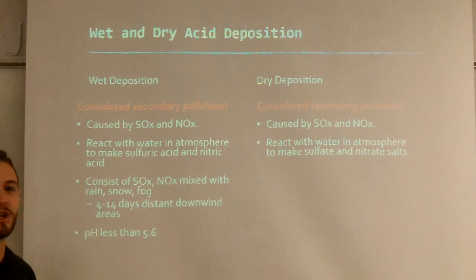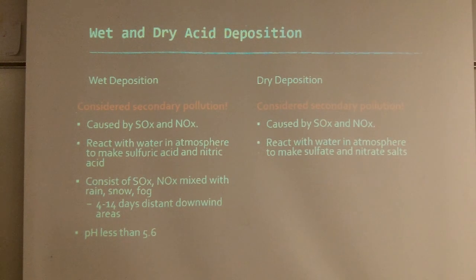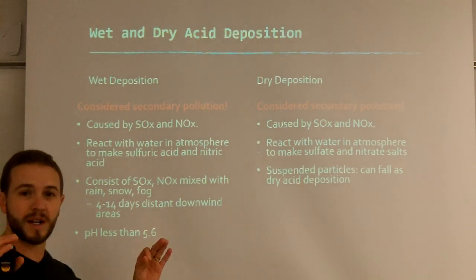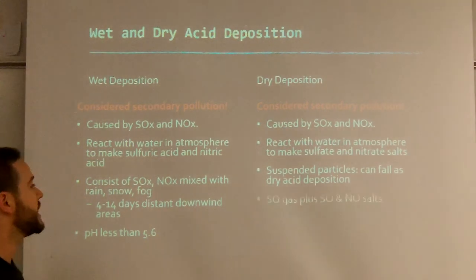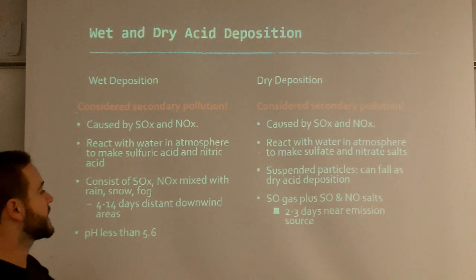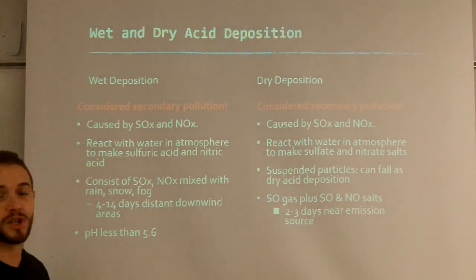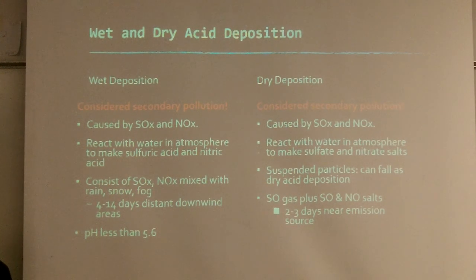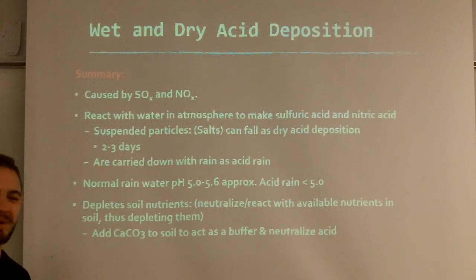Now, because they're solid, do you think they will fall out faster or slower than the rain, which could take 4 to 14 days? If you said it would happen faster, then you are correct. So these suspended particles can fall down as dry deposition. They fall out of the atmosphere, and that can happen in 2 to 3 days. So usually the dry deposition falls closer to the emission source than your wet deposition does. But that makes sense, right? You don't have to memorize it because it just makes sense.